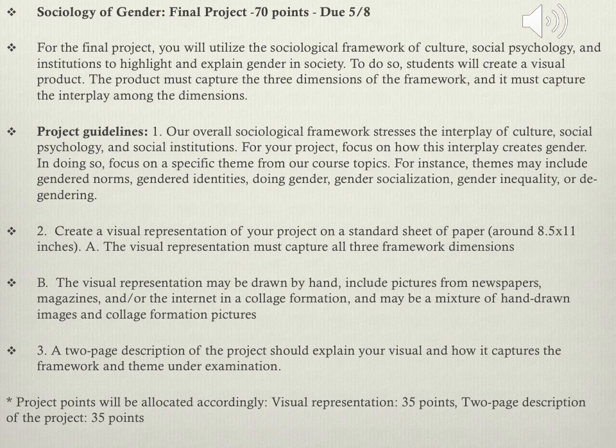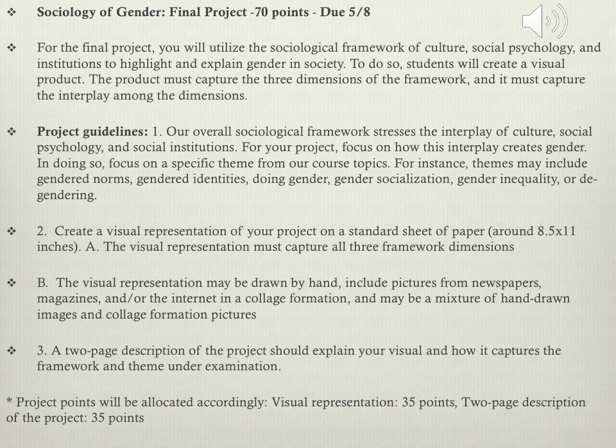And so the project is due on the 8th of May, and you'll be turning it in at the same location that you turned in your other assignments during our time online. So getting into the visual itself, the visual representation can be thought about as being twofold.